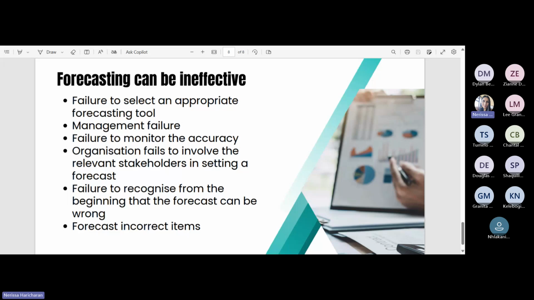Then we have management failure. From a management failure perspective, it's basically where a lot of times business fails to understand that forecasting is a huge part of any business. I mean, imagine you walk into a business and you don't know what your sales target is. You don't know what your budget is. You haven't given an indication of what your cash flow should be. So if business doesn't share this sort of information to the various departments that hold their own forecasts, unfortunately, there's no point in having a forecast at all.